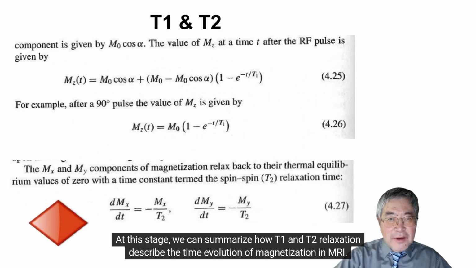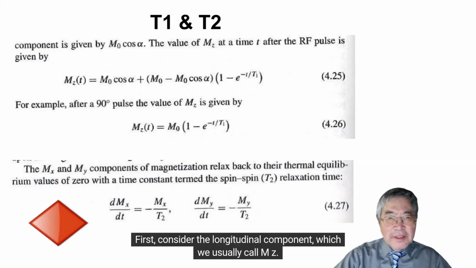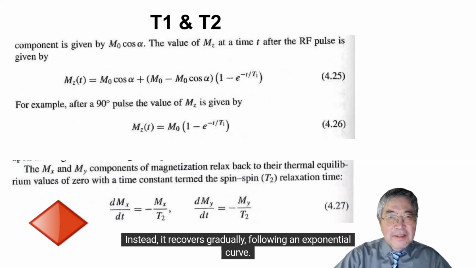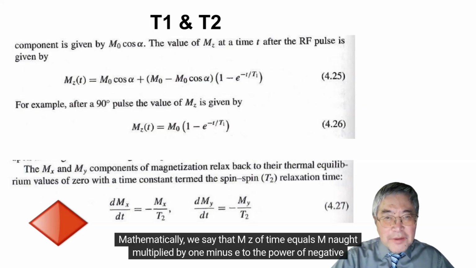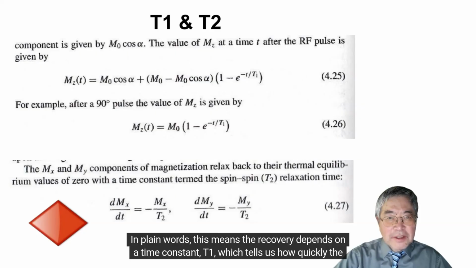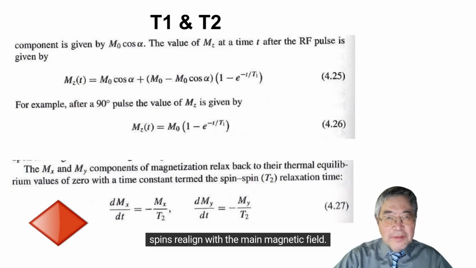At this stage, we can summarize how T1 and T2 relaxation describe the time evolution of magnetization in MRI. First, consider the longitudinal component, which we usually call mz. After a radiofrequency pulse, it does not instantly return to equilibrium. Instead, it recovers gradually, following an exponential curve. Mathematically, we say that mz of t equals m0 multiplied by 1 minus e to the power of negative t over T1. In plain words, this means the recovery depends on a time constant, T1, which tells us how quickly the spins realign with the main magnetic field.